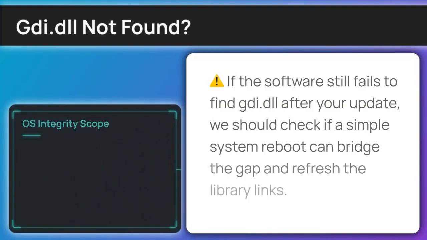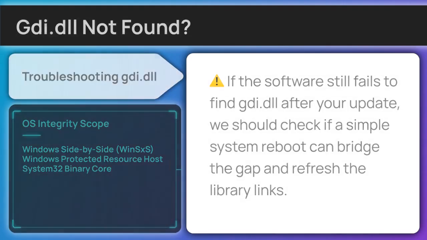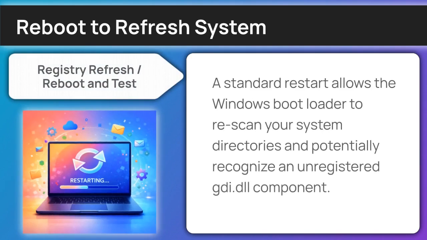If no luck was had with the redistributable package, we will escalate the fix by performing a targeted reset of the system state. A standard restart allows the Windows bootloader to rescan your system directories and potentially recognize an unregistered graphics device interface component.